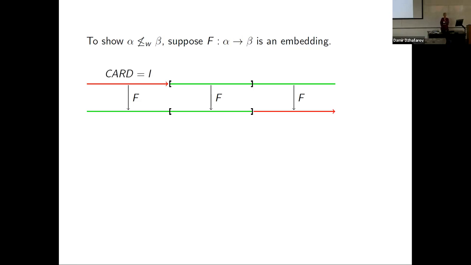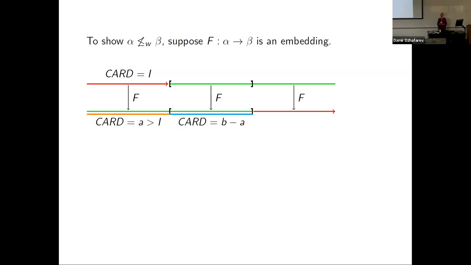So at the beginning of alpha, we have something of cardinality I. And it's embedded into an initial piece of B. And that initial piece of B is a segment determined by a top element. So it's finite. So it has some finite cardinality. Therefore, its cardinality is not I. Its cardinality is not less than I because I embeds in it, so it has cardinality greater than I.